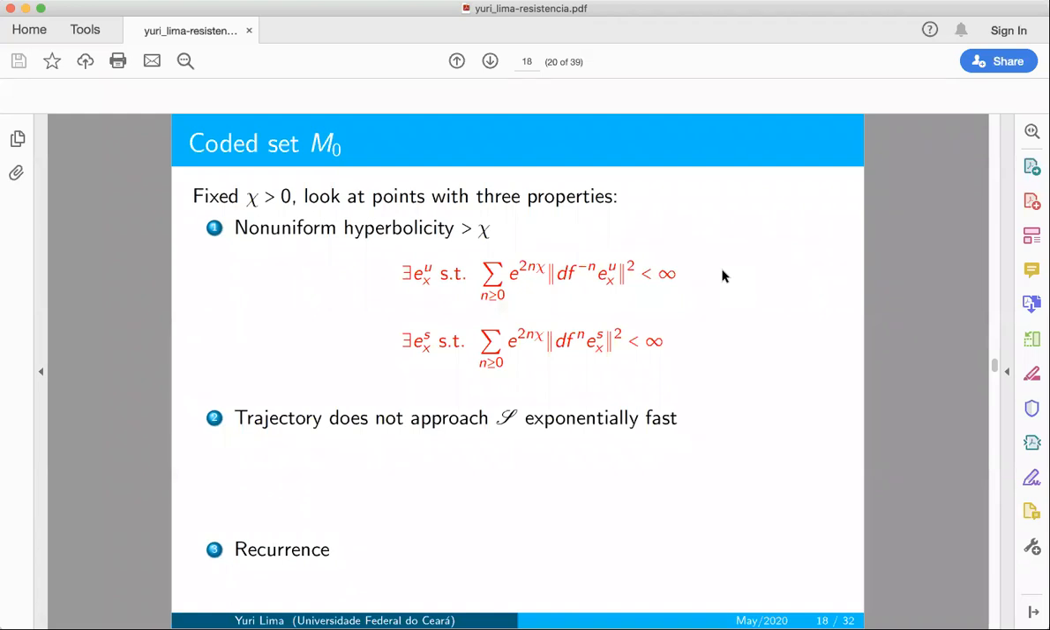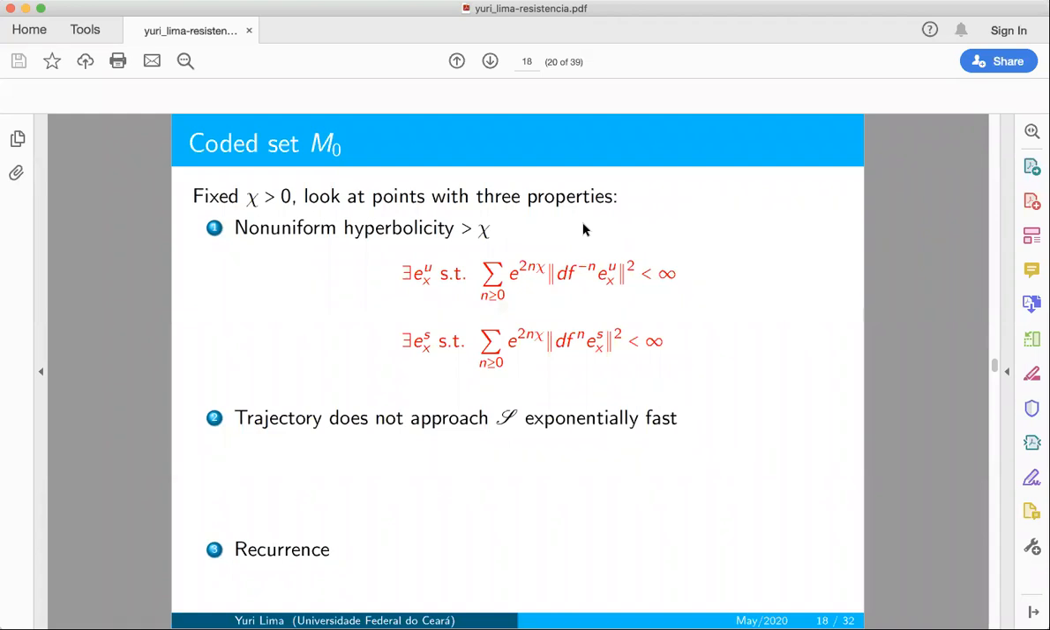So the requirement of this non-uniform hyperbolicity, which actually should be here greater than or equal to chi in some sense, is requiring the existence of these 2 directions for which the sum associated to the unstable direction is finite, and the same for the sum associated to the stable direction. And if you think a little bit, what this sum can give you is some sort of measurement of the quality of hyperbolicity along these directions.